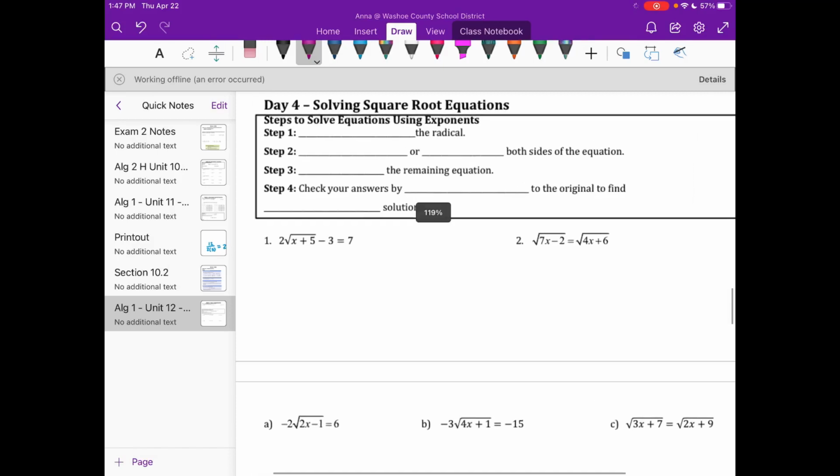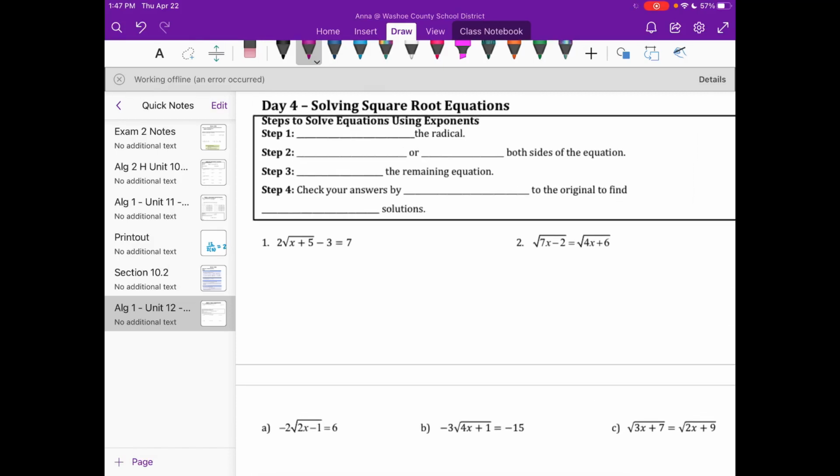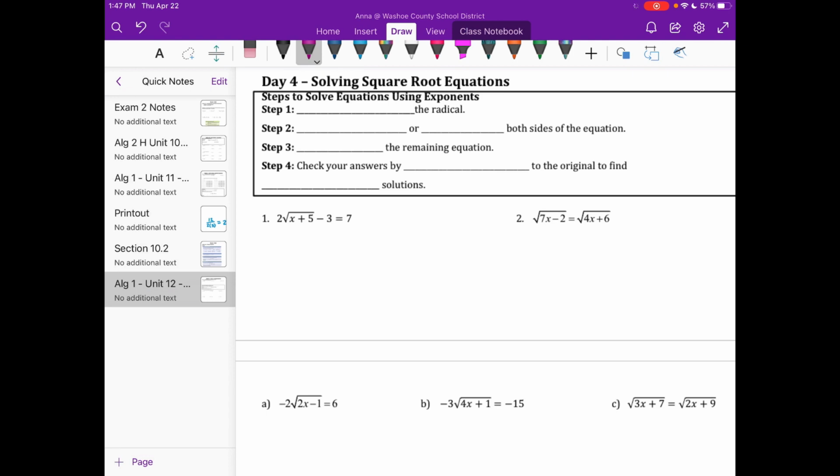My friends, this is Mrs. Costello. We're going to do day 4. We're going to solve some square root equations. So we're kind of doing the opposite of what we did on day 1. Instead of square rooting stuff, we are going to square stuff.